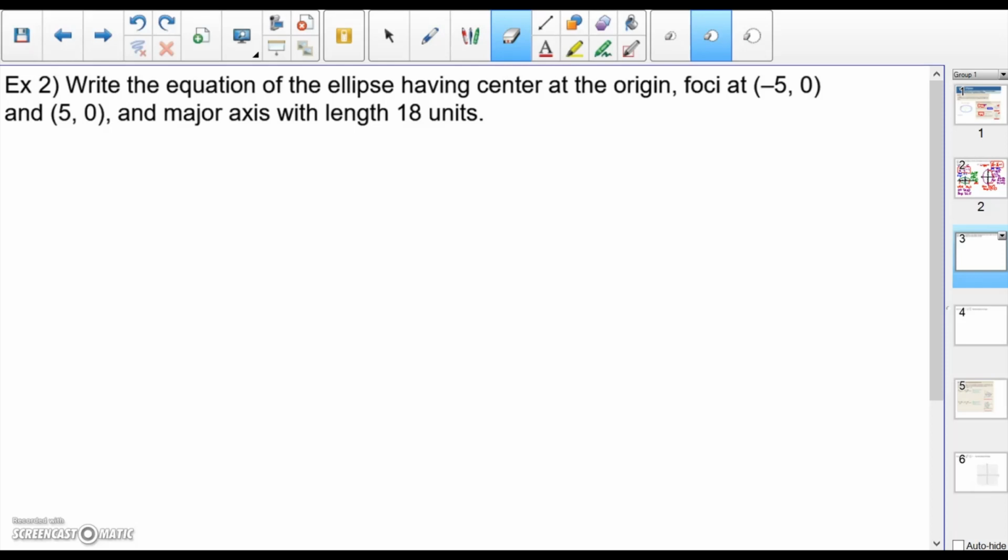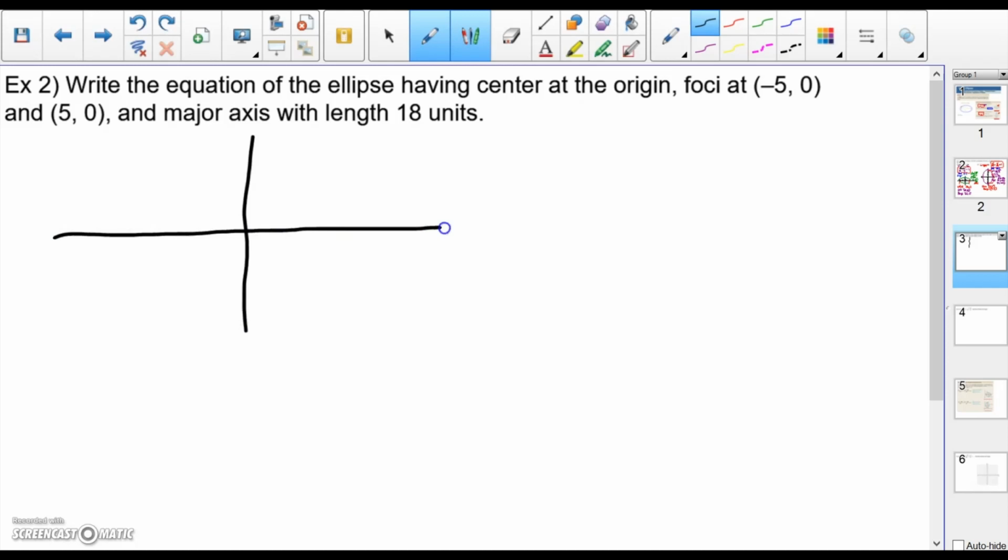Example 2, write the equation of the ellipse having center at the origin, foci at negative 5, 0, and 5, 0, and major axis with length 18 units. What I would do is try to draw a quick diagram. So they give you the foci at 5, 0, and negative 5, 0. So 1, 2, 3, 4, 5.